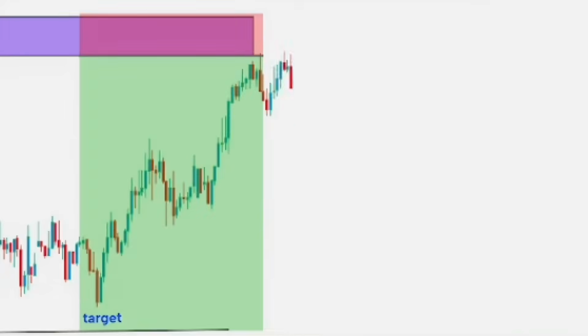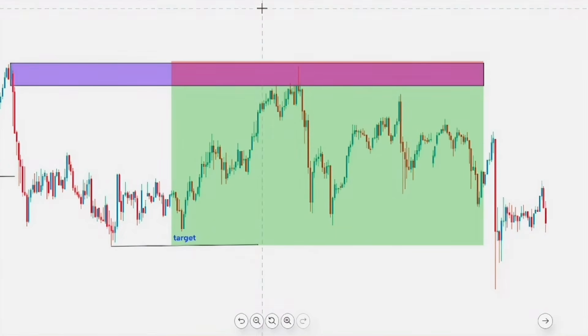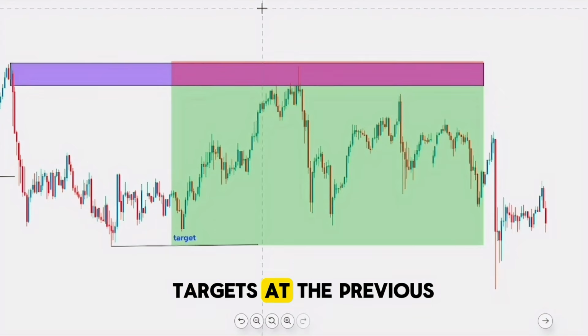Notice what happened. Price pulled back to our refined 1-hour supply zone, as expected, and then started moving lower. That filled our sell order exactly where we wanted it. From there, the market continued dropping until it reached our target at the previous swing low. This trade delivered a little over 6 risk to reward.